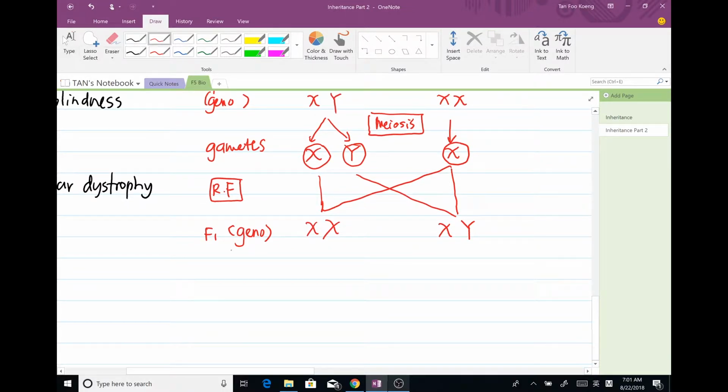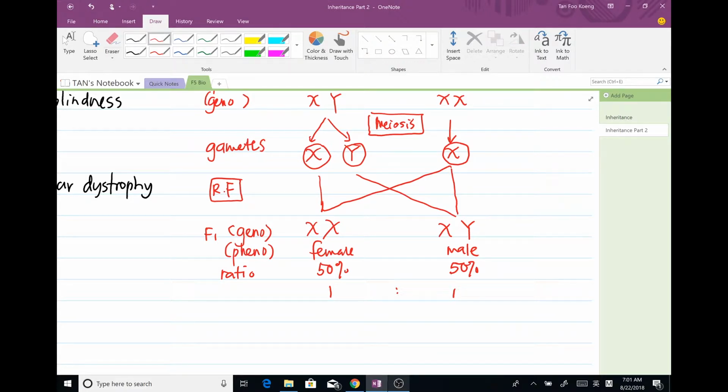So what would be the phenotype of the F1 generation? This one would be female and this one would be male. So what is the phenotypic ratio? The phenotypic ratio of F1 generation is 50%, 50%, or just 1:1. So by right, if nothing goes wrong, the ratio of the male population to female population should be roughly about 50-50.